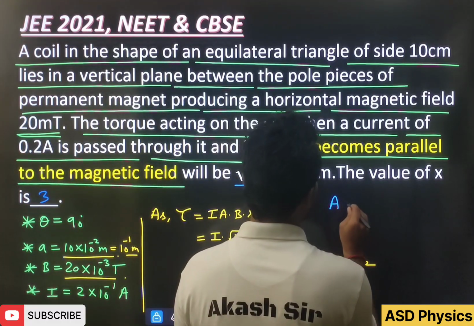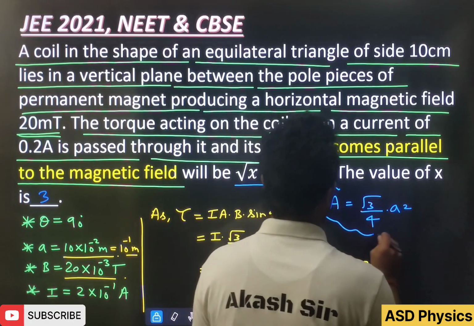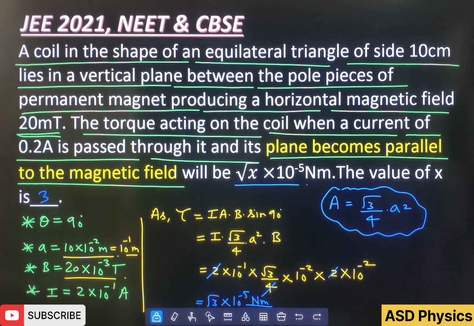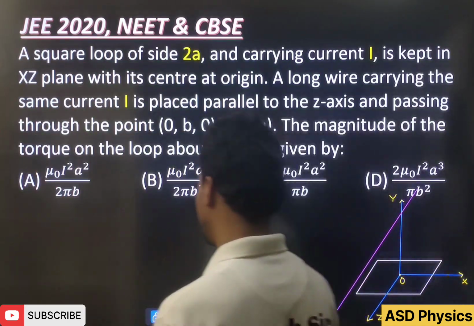And remember that the area of the equilateral triangle formula is root 3 by 4 a squared. Very basic, you can get it in any mathematics book. Great, very easy, is it? The number of turns is not given, so take 1.